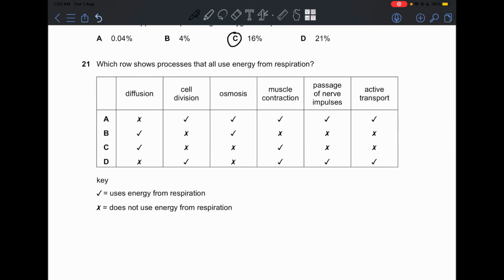21. Which row shows processes that all use energy from respiration? Now we know that diffusion is a passive process, so it does not use energy. So we're not going to be choosing from B or C. We're going to be choosing from A or D. In A, it says that cell division uses energy. So far this is correct. Osmosis, it doesn't use energy. So our answer is going to be D because the statement in A is incorrect over here. Osmosis is a passive process, just like diffusion.